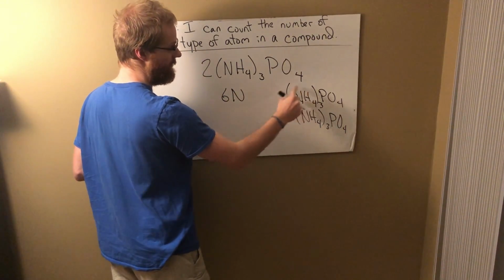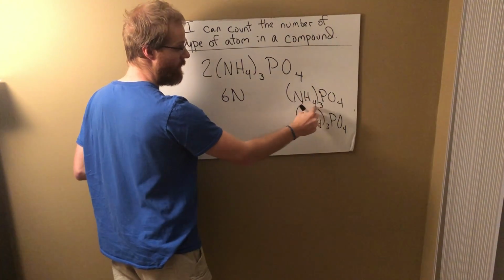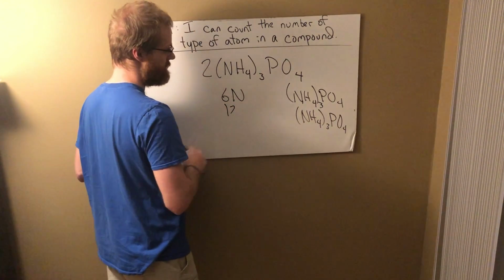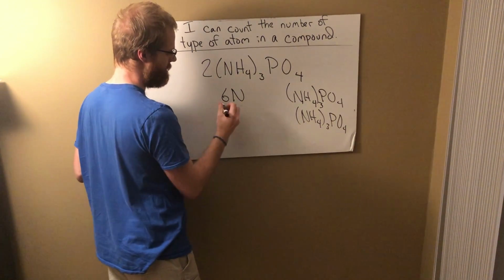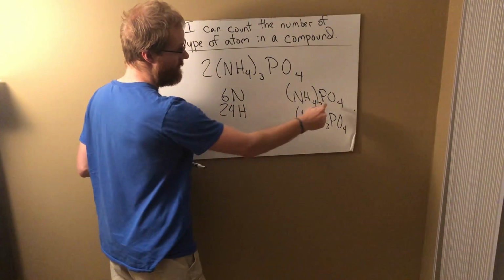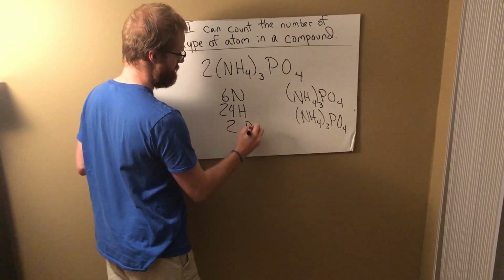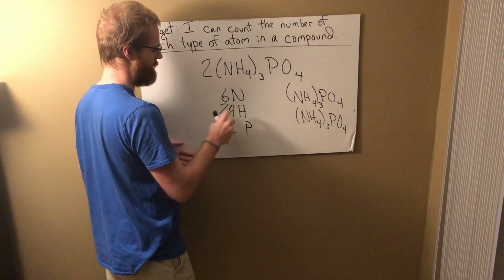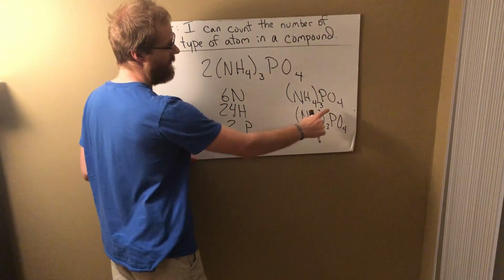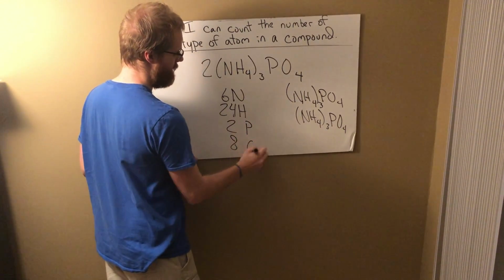4 hydrogen in NH4, since there are 3 NH4s, that's 12 hydrogen plus 12 more is 24 hydrogen. Okay, we've got 2 phosphorus. This is a 4, by the way. I can make that a little bit more distinct. There you go. 2 phosphorus, and 4 plus 4 is 8 oxygen.